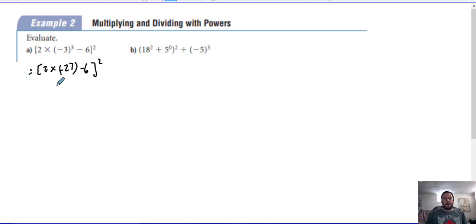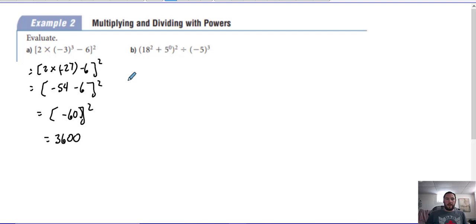Now, again, still inside my bracket, we're going to perform this multiplication, and we get 2 times negative 27. I don't know why I wrote the 2 again, but we're actually going to do that answer. So 2 times negative 27 is negative 54 minus 6, and again, it's all squared. And then we do our subtraction. So negative 54 minus 6 is negative 60. And now we're left with one number being squared. Again, because the negative is inside my bracket, this is negative 60 times negative 60, which is 3,600. All right, great.